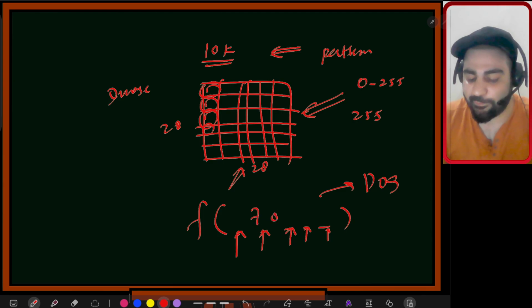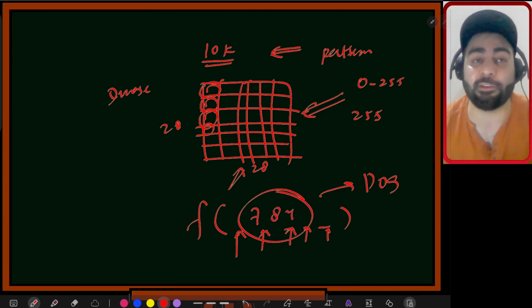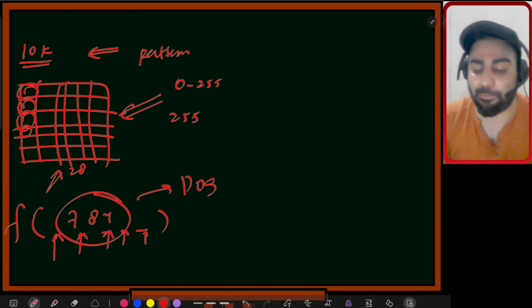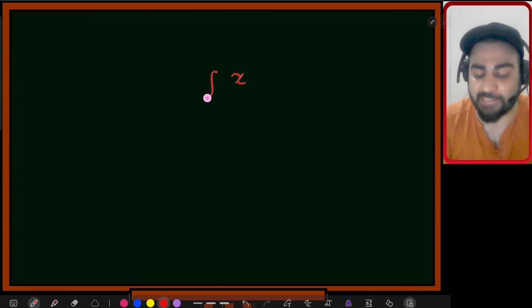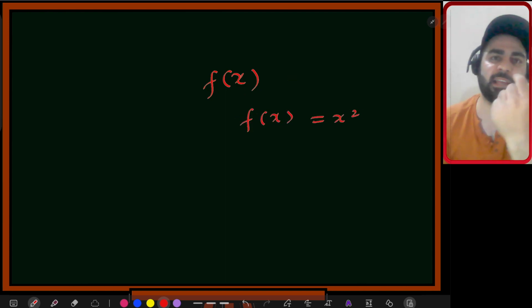So this is lying in 784 dimensions. Now we have 784 variables to tinker with. We have 784 input variables. We only had x until now. So we had this f of x, and we are computing something. We're saying f of x is equal to x squared. We only had one variable, and we'll compute.